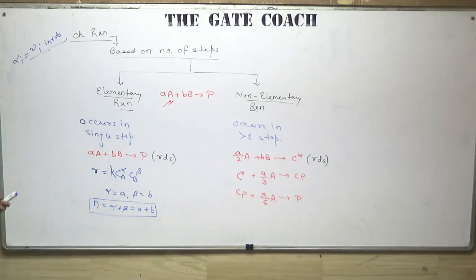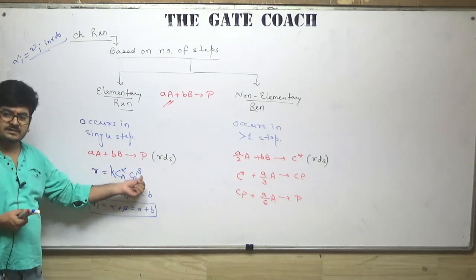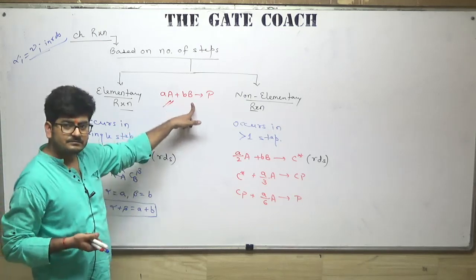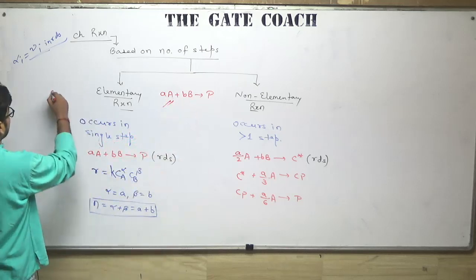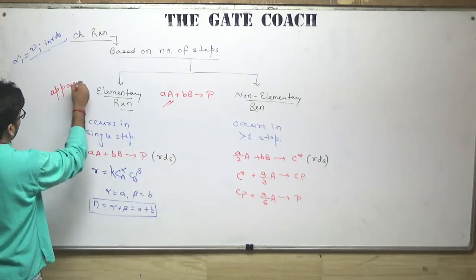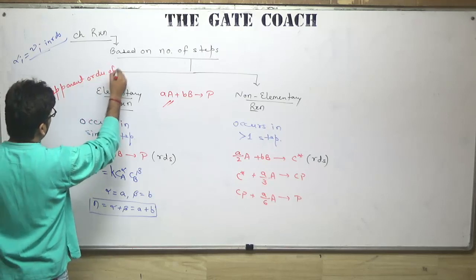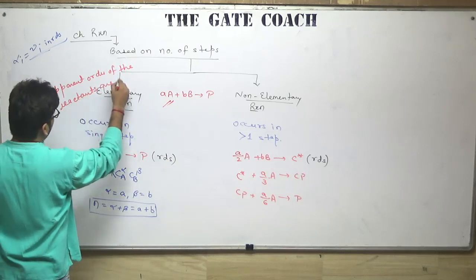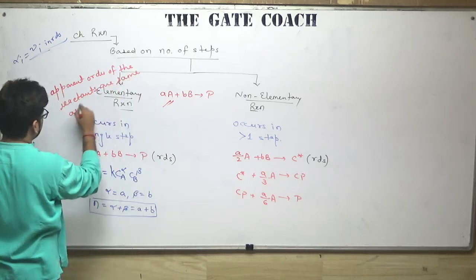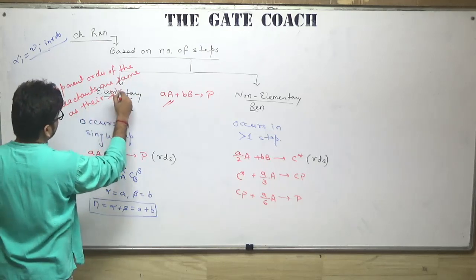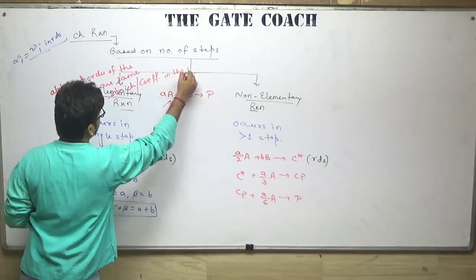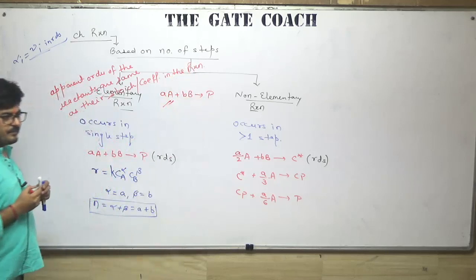So for elementary reaction, one thing is confirmed, that the apparent order of the reactants are same as their stoichiometric coefficient in the reaction. Apparent order of the reactants are same as their stoichiometric coefficient in the reaction. Okay.